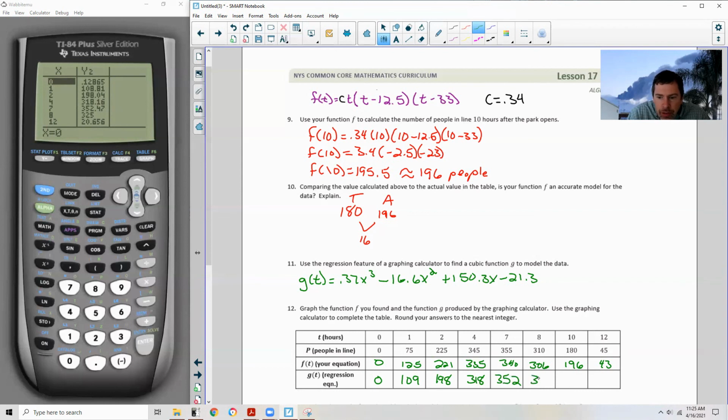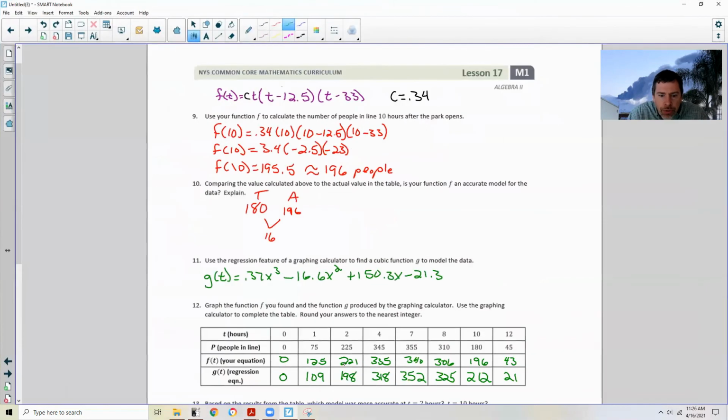8 became 325. 10 isn't there, or I'll have to enter it. 12 is 20.6, or say 21. And then I just need to enter 10 over here. So I'm going to put 1, 0, enter, and that gave me 211.7. Let's call that 212. Okay, so there are our values.